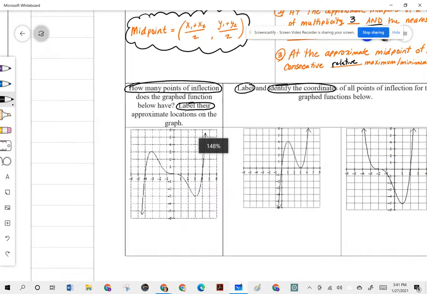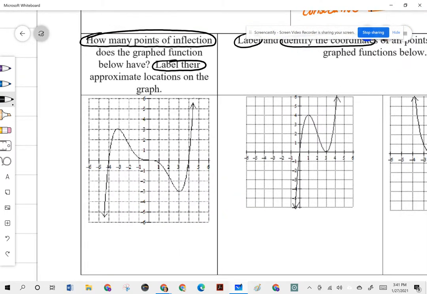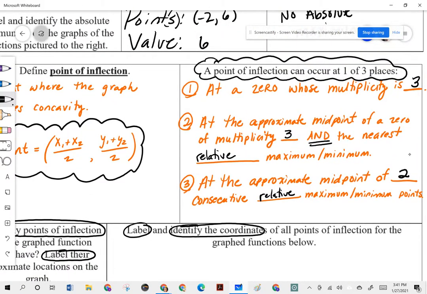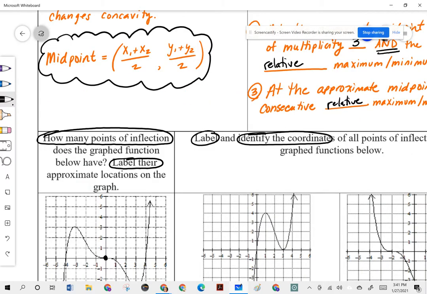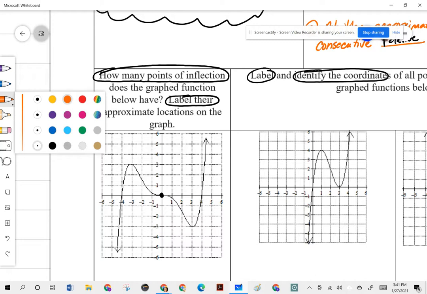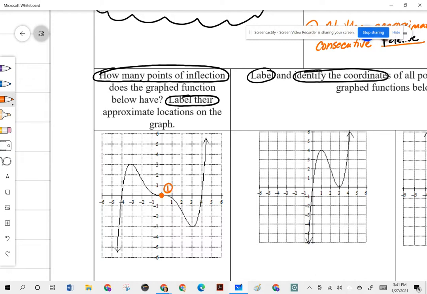So let's take a look at this first graph right here. It says, how many points of inflection does the graphed function below have? And then label their approximate locations on the graph. So if I were to take that, I'm going to try and show you that this obvious one is right here, which is that inflection point. And that just goes with condition number 1. All right, so I'm going to label these for you 1, 2, and 3, so that way you can kind of see which definition, which portion I'm referring to. So this is going to be condition number 1 on there.